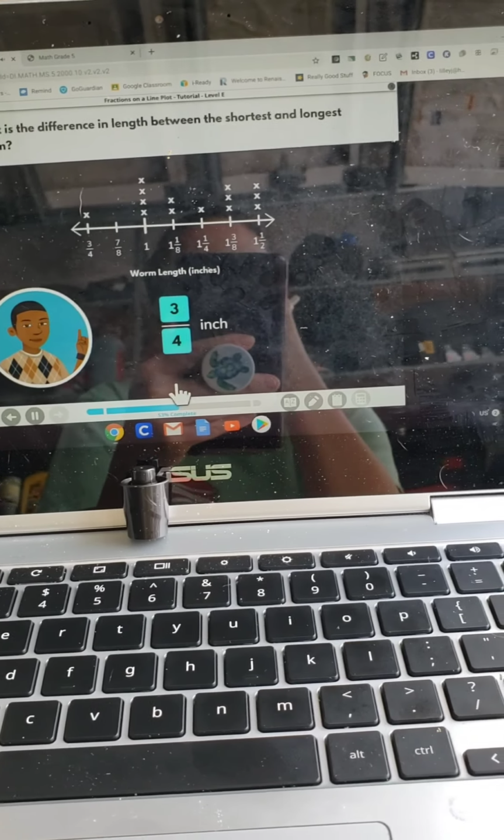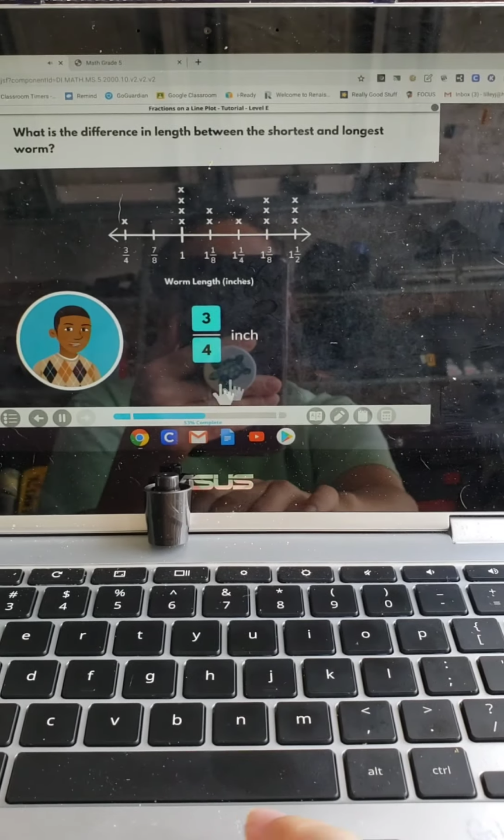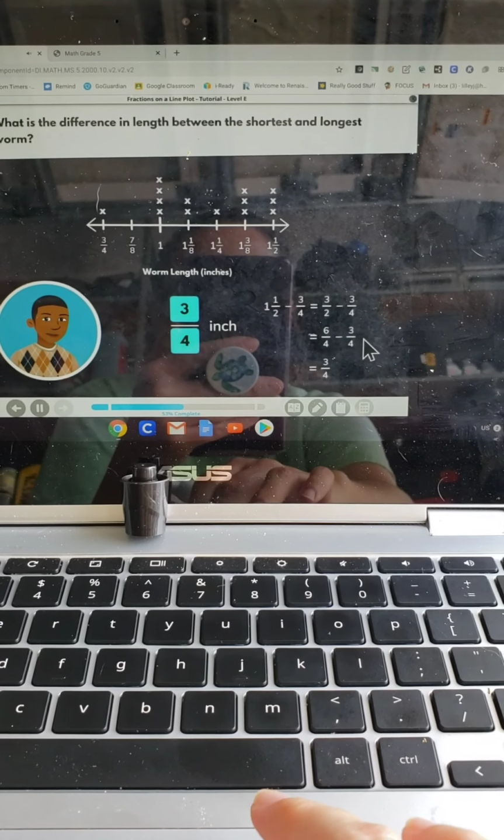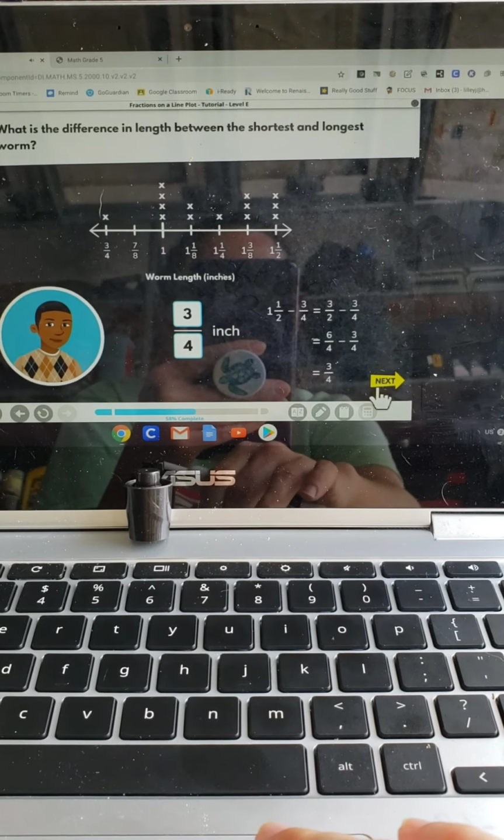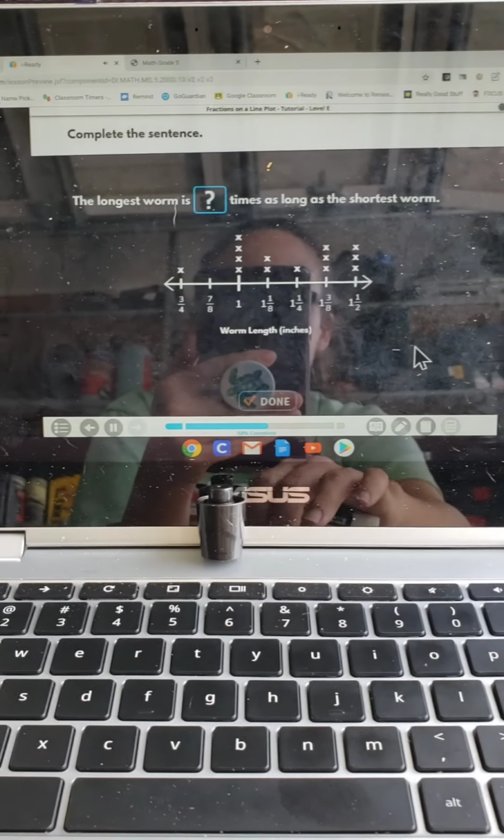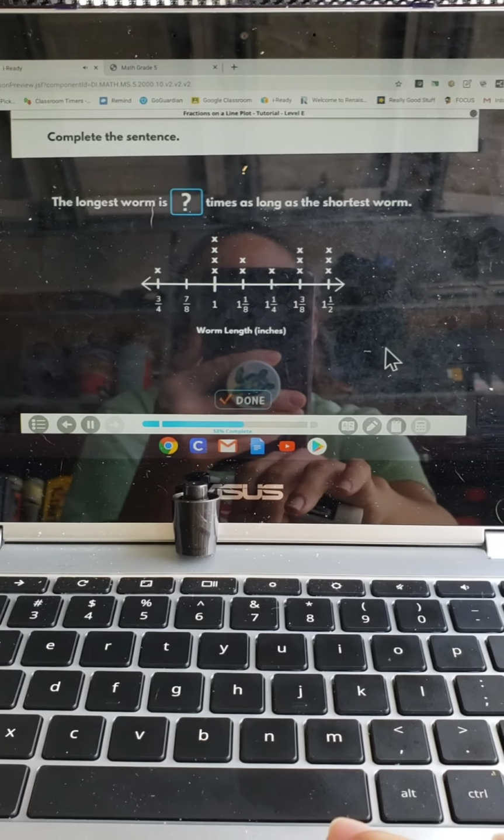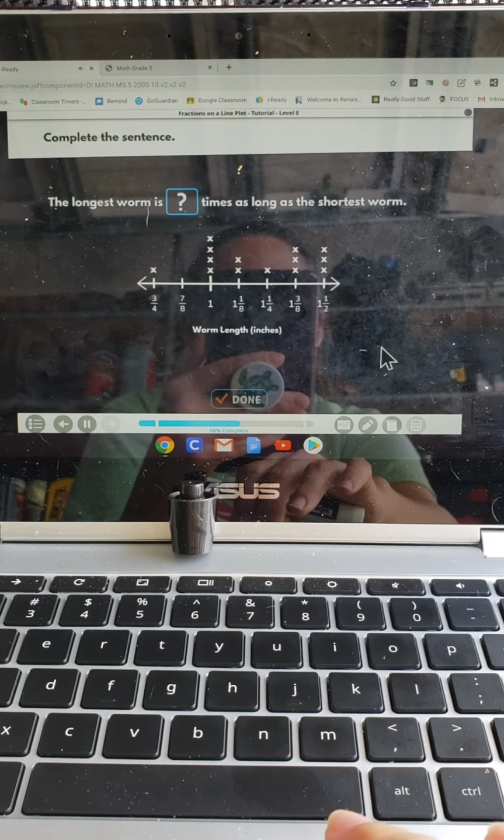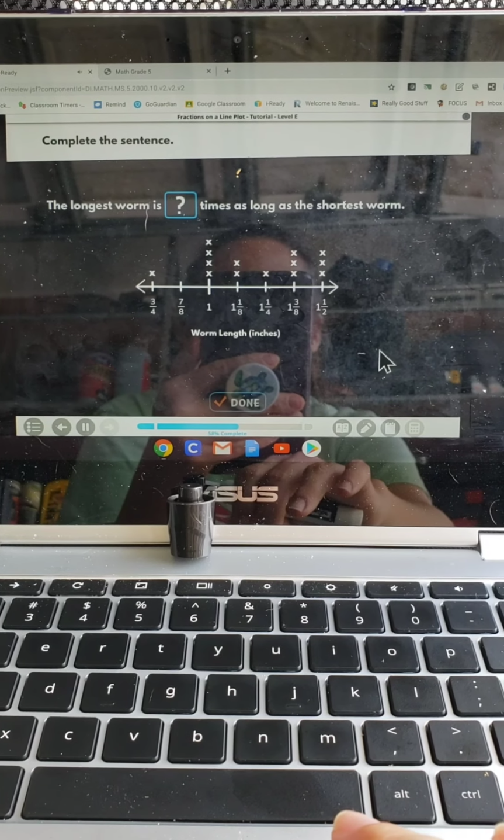You know it. 1 1/2 minus 3/4 equals 3/4. That just shows my work. Complete the sentence. The longest worm is times as long as the shortest worm.